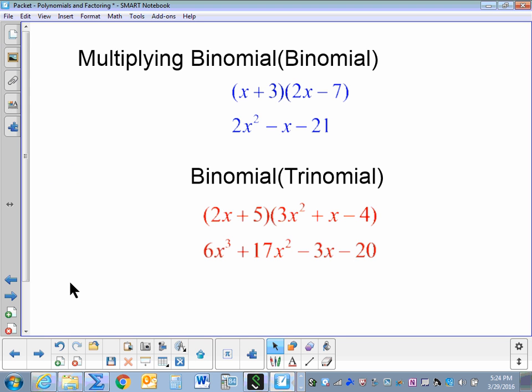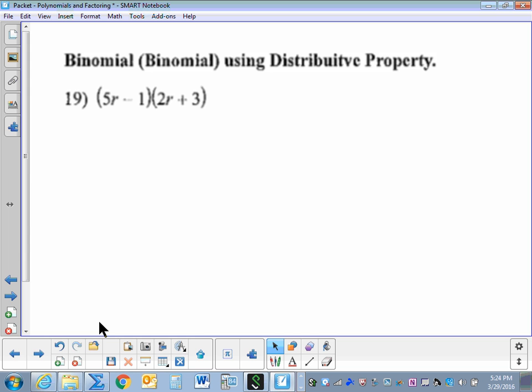This lesson will be multiplying a binomial times a binomial, and we'll be multiplying a binomial times a trinomial. We'll first multiply binomials times binomials. We'll be using three different methods: the distributive property, FOIL, and the box method.